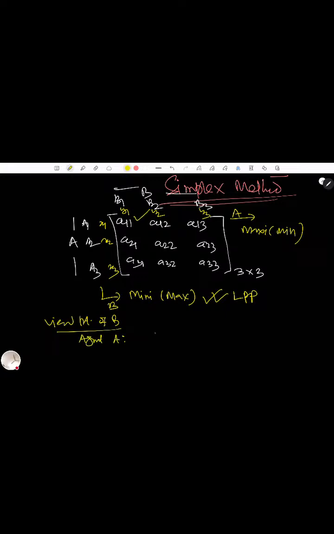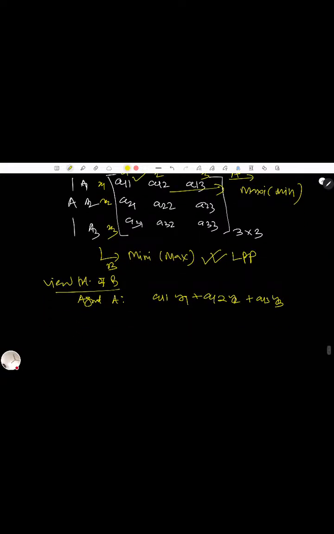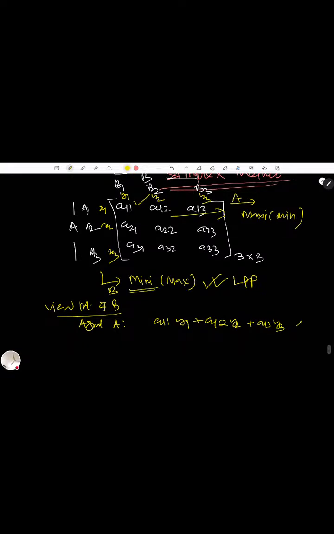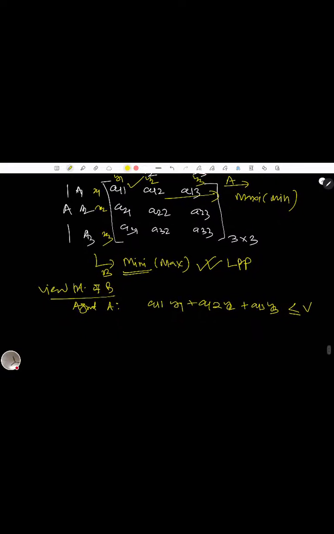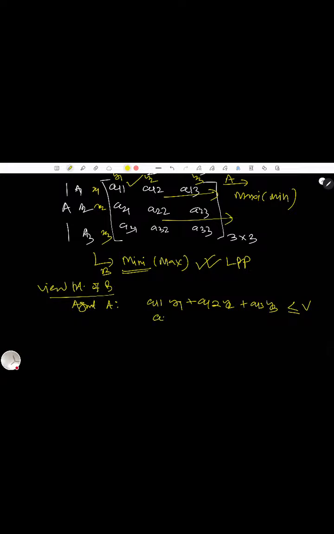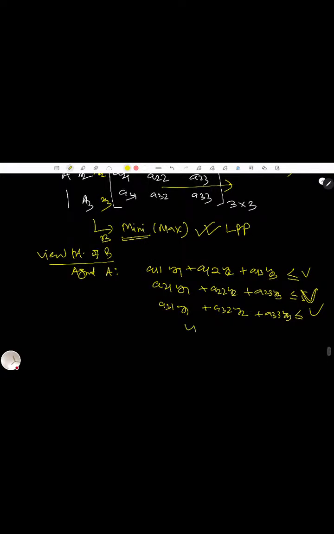So it will be A11 Y1 plus, coming to the first row, A12 Y2 plus A13 Y3. This is minimum, so it has to be smaller than or equal to the value of the game. Then the second row: A21 Y1 plus A22 Y2 plus A23 Y3 is less than or equal to V, and A31 Y1 plus A32 Y2 plus A33 Y3 is less than or equal to the value of the game. However, the sum of the probabilities is 1.